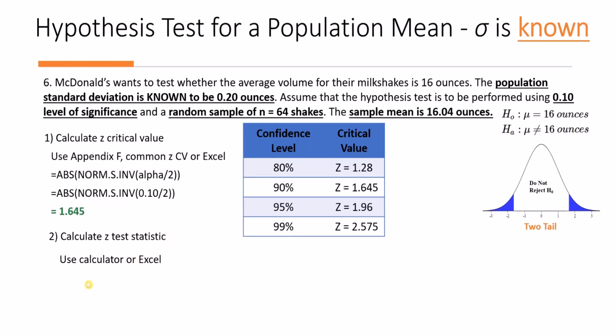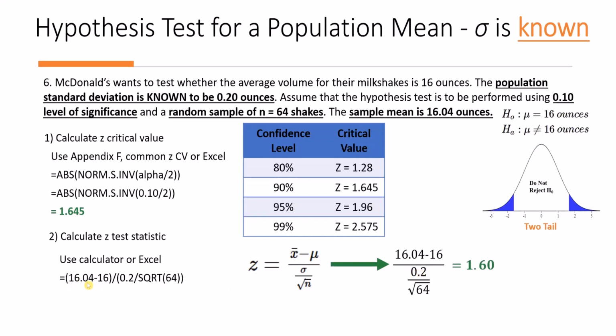The next step is to calculate our Z test statistic. We could use a calculator or Excel. Here is our formula for the Z test statistic. In the numerator, we calculate our sampling error: we take the sample mean, subtract our population mean, and then divide by the standard error, which is our population standard deviation divided by the square root of our sample size. If we plug in our numbers here, we will get a Z test statistic of 1.6.